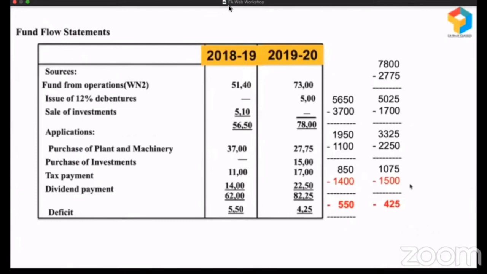This business is not learning from its mistakes. When they are left with 1075, they should have stopped at that level. They should have ensured that this money is going for supporting the working capital requirements of the business, but they didn't do that. Okay, so all these kinds of hidden practices will get caught, will get revealed in the fund flow statement.